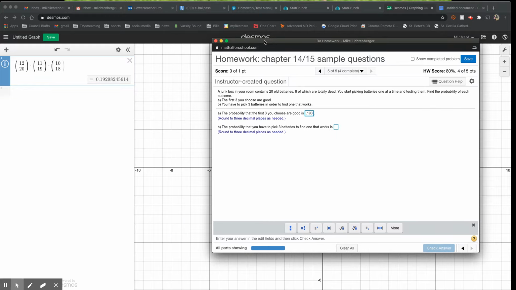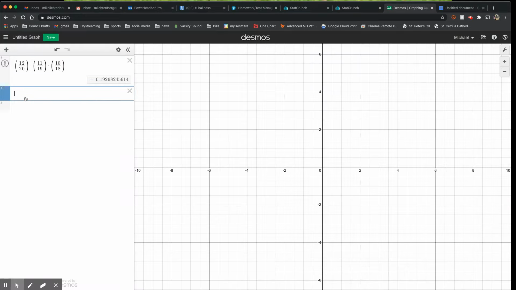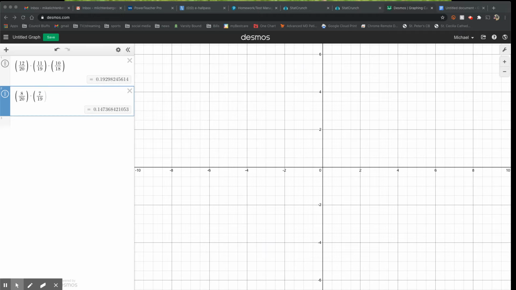All right. So we know that 8 out of the 20 are dead. So let's go back to Desmos. The probability that the first one is dead is 8 out of 20. And remember, we need the first 2 to be dead. So the second one being dead is going to be 7 out of 19. So we've taken care of the first 2. Now we want the third battery to be a good battery.